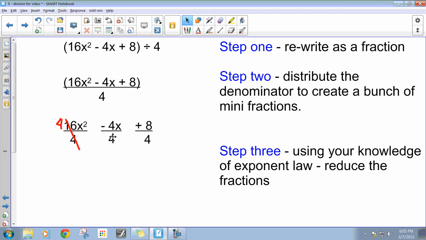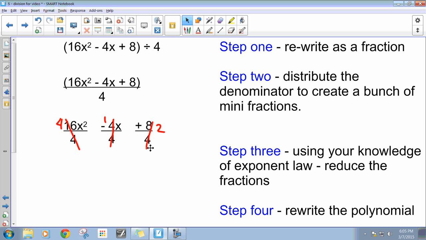Let's look at how this is starting to develop. Our 16 over our 4 has been represented as just plain 4. Our negative 4 over top of 4 is negative 1. And this final fraction, or this final term, looks like something we've been working at since we were in grade 5 or 6. 8 divided by 4 is simply 2. Our last step is that we're going to rewrite this polynomial. 4x squared, because we have 4 and we have x squared left, minus 1x plus the 2.